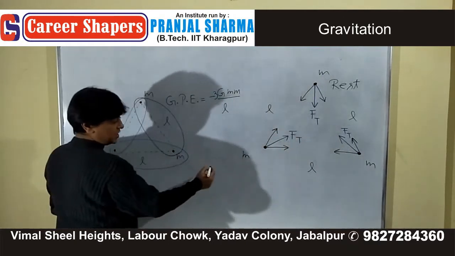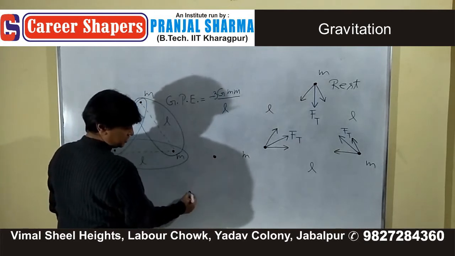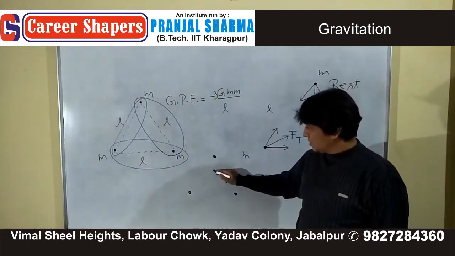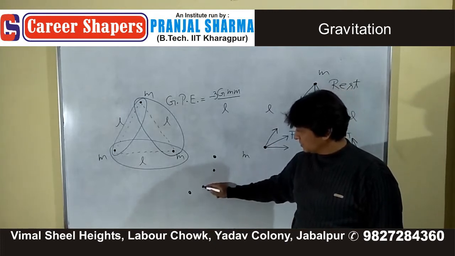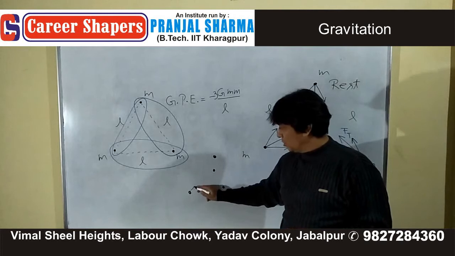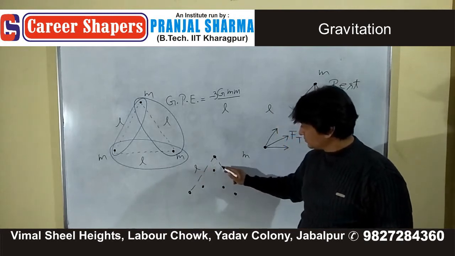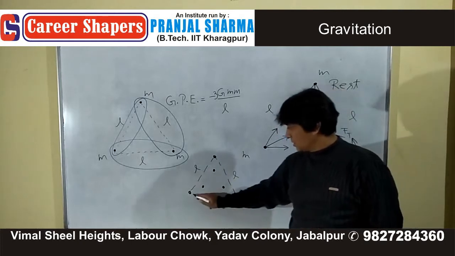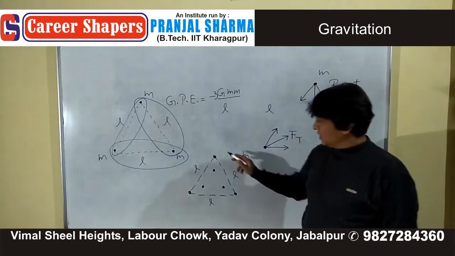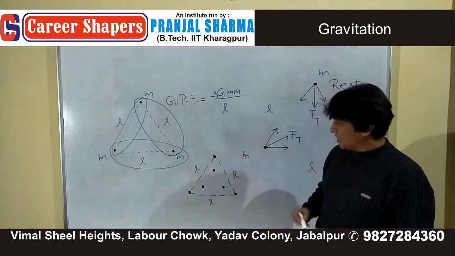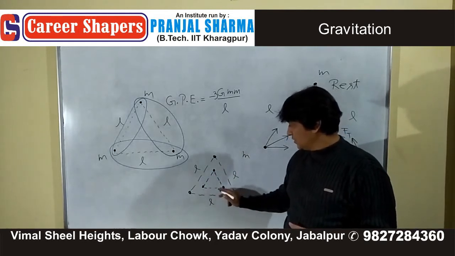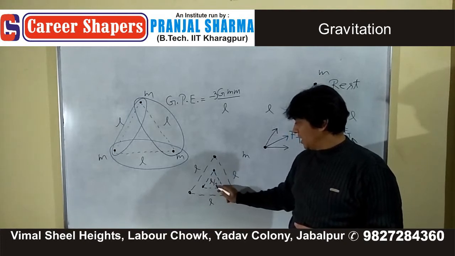So what happened? It started with this. That was the initial setup. And then after some time, you found that they are present at these positions. You got a smaller equilateral triangle. The original one, its length is L. But after some time, due to these forces, these masses come closer and they form an equilateral triangle of half the length. This length is now L by 2.